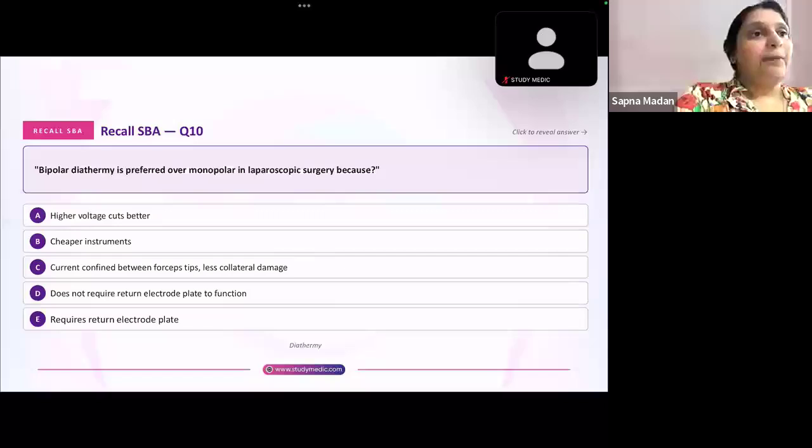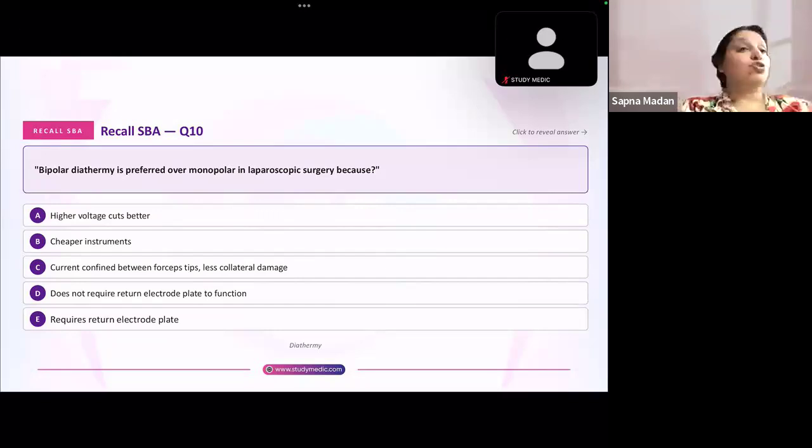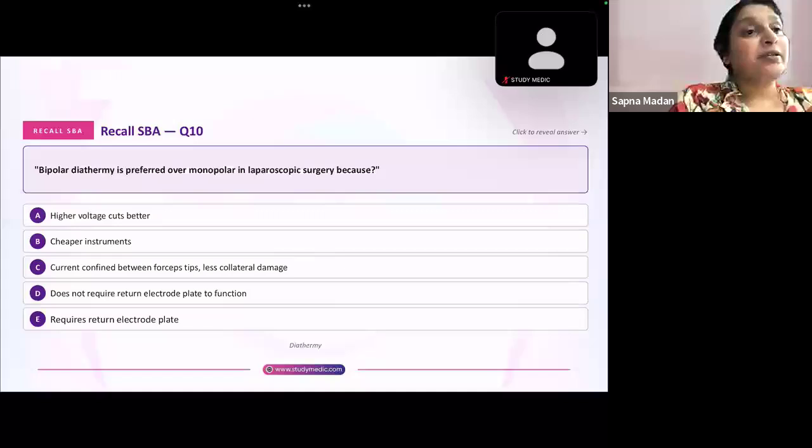Bipolar diathermy is preferred over monopolar in laparoscopic surgery because it has higher voltage, which will cut better. It has cheaper instruments. Current is confined between the forceps tips, and there is less collateral damage. It does not require a return electrode plate to function, or it requires a return electrode plate. So what is the answer here? Now, this question is made because we want to make a point.